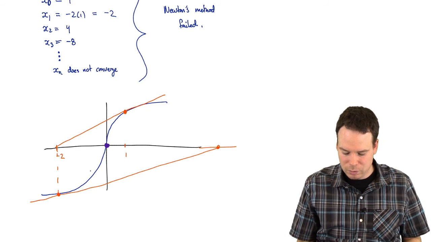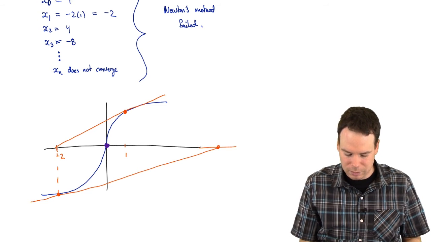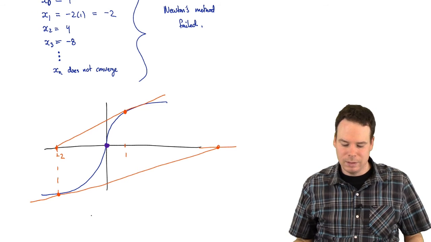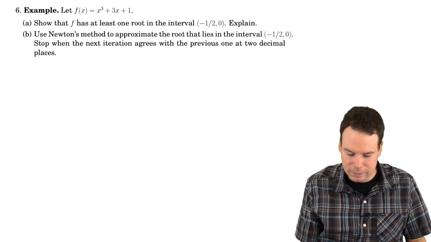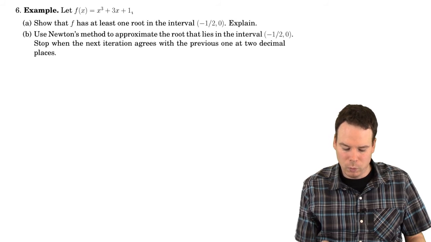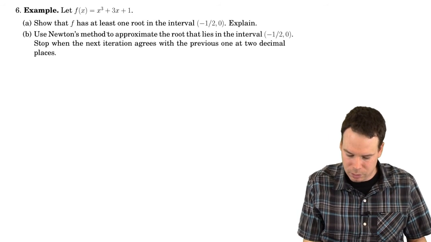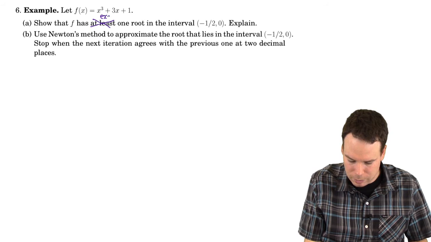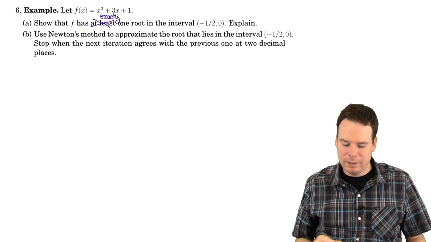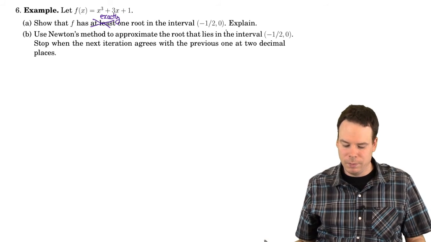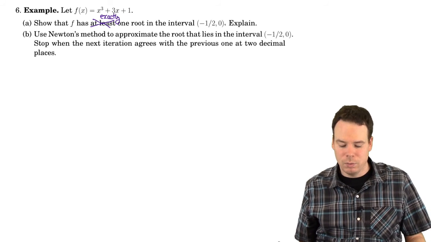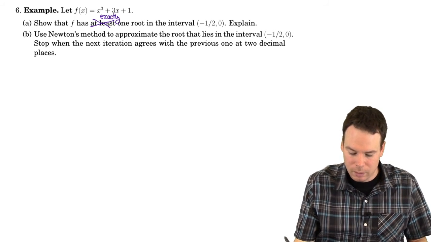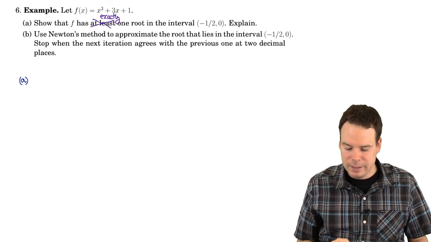So due to the shape of this graph and the fact that we're using these tangent lines to get our next approximations, things are going away from the root. Okay? Just something to be aware of, that these examples exist. So let's have a look at this last example. We have a function x cubed plus 3x plus 1, and we want to show that f has exactly one root in the interval -1/2 to 0. And then once we know that there exists a root, in particular exactly one root, then we're going to try to approximate it. So why do we know it has exactly one root in the interval?